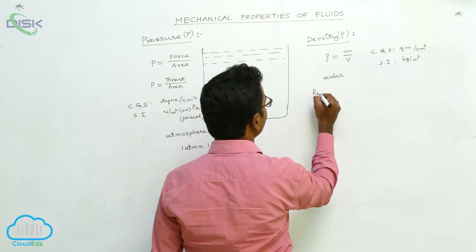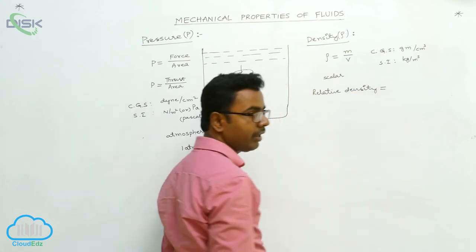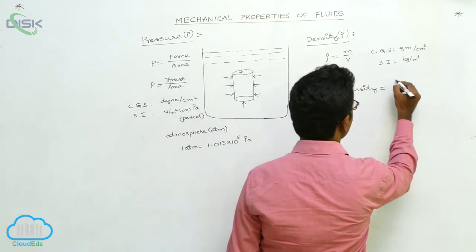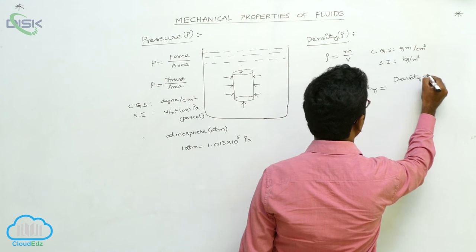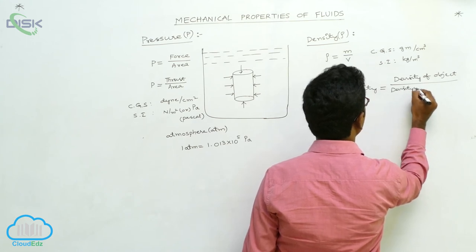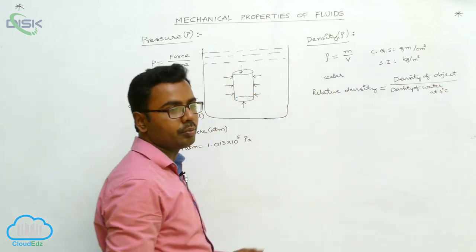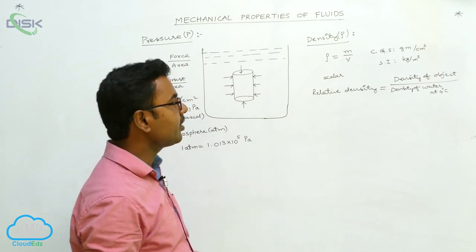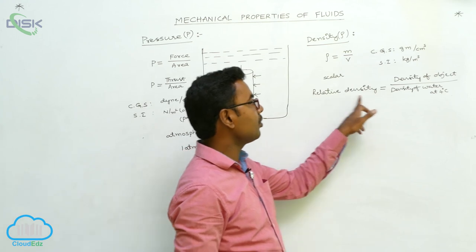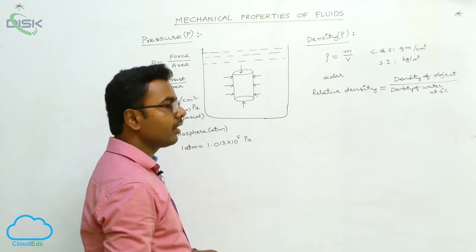Now here we define the relative density. Relative density is defined as the ratio of the density of the object to the density of water at 4 degree Celsius. Relative density is equal to density of object divided by density of water at 4 degree Celsius. Relative density has no units because the units of density cancel. The relative density of water is 1. Why? Because the relative density of water is density of water by density of water, which cancels, and you get 1. So the relative density for water is 1. We define the relative density like this.